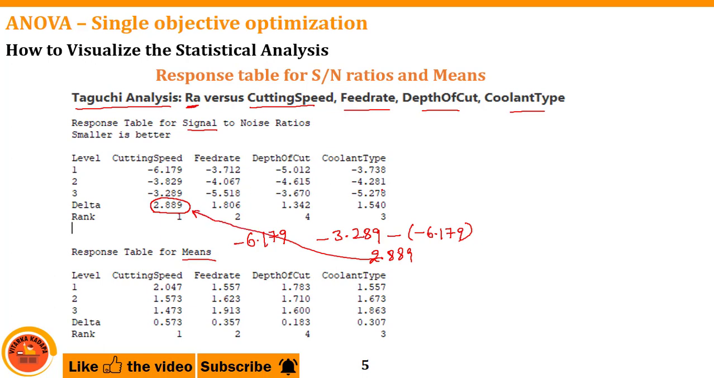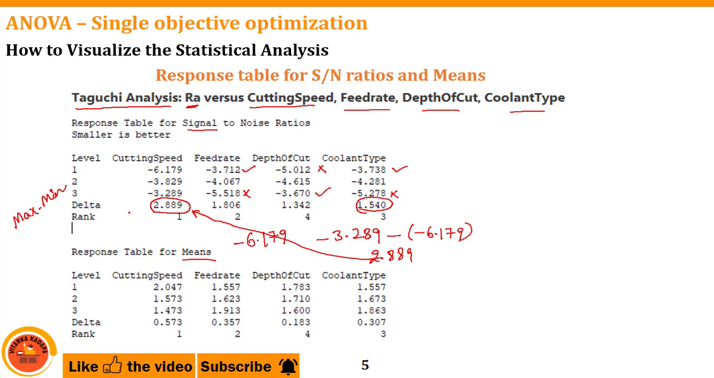Similarly we will calculate for these things also. Here the maximum value will be this, minimum value will be this. Here the maximum value will be this, minimum value will be this. Here the maximum value will be this, minimum value will be this, so that you will get these values. Okay, automatically maximum minus minimum. What we have to observe is the maximum minus minimum values.